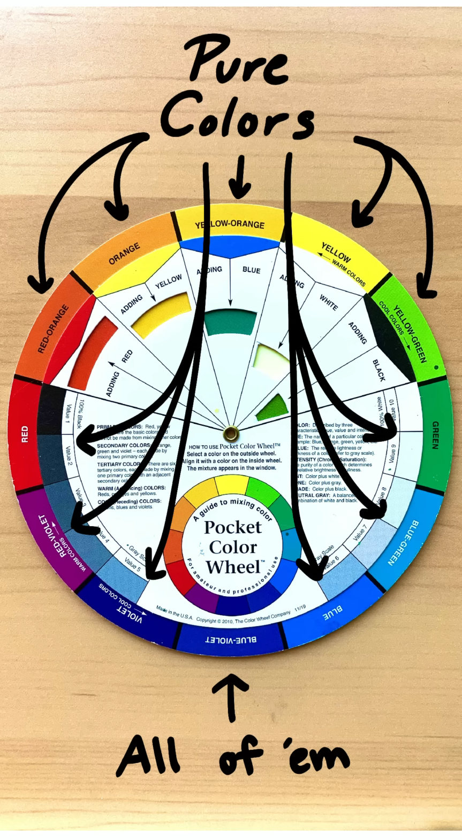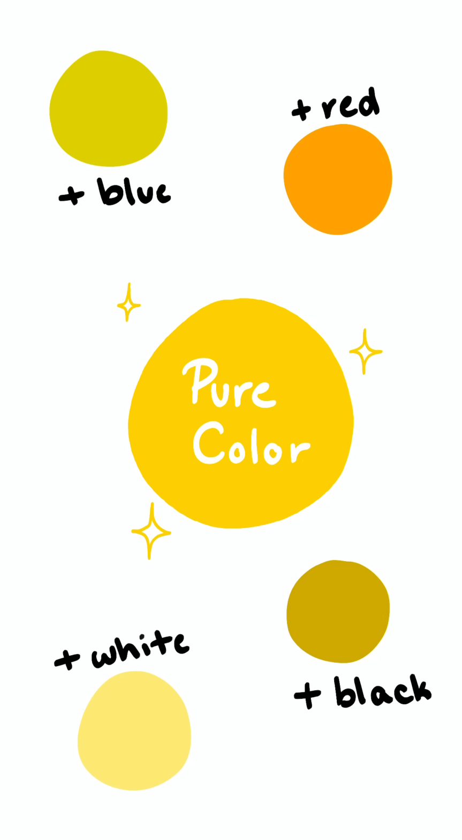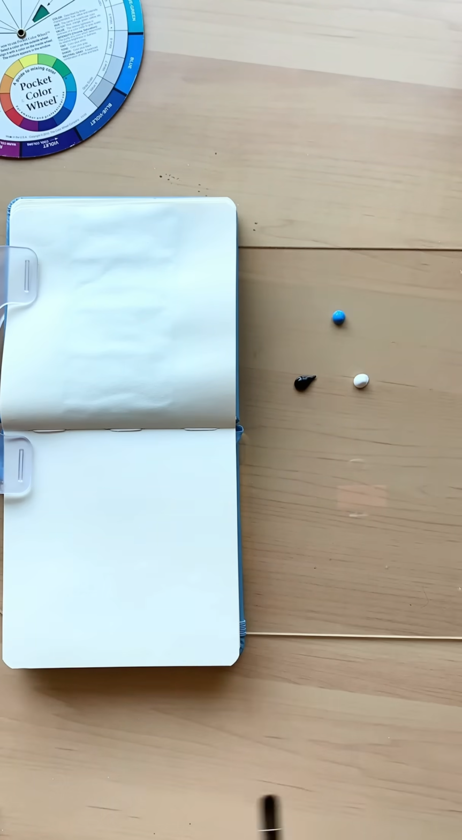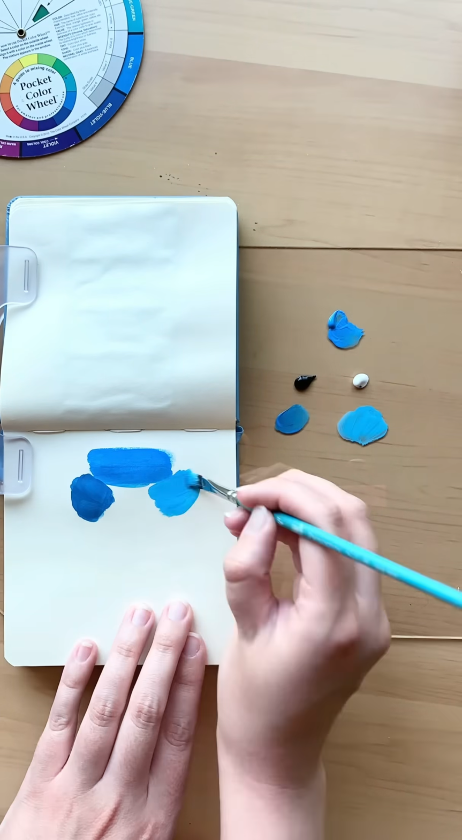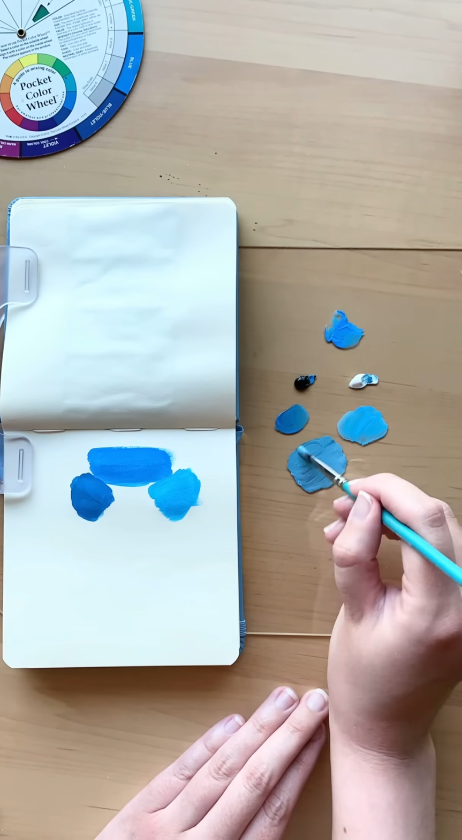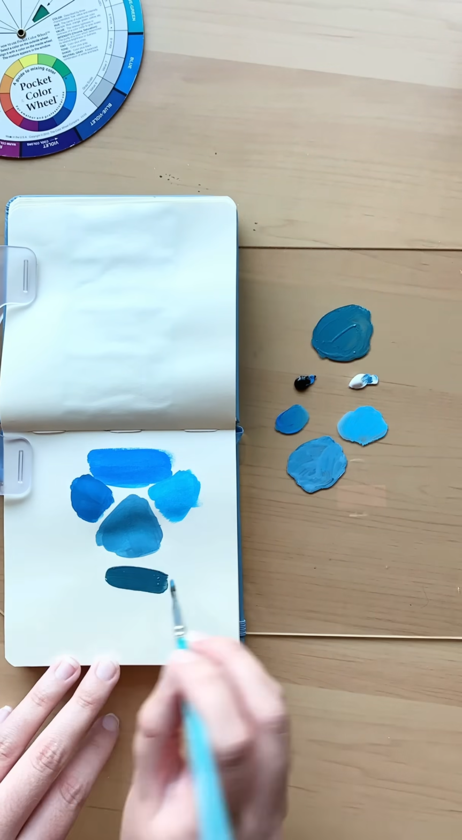Hue is the name of pure colors without tints, shades, or tones. Value, which is the lightness or darkness of a color, and intensity, which is where the purity of a color determines its relative brightness or dullness. For example, if you're using this cerulean blue color straight from the tube, you can adjust its brightness or dullness by creating tints, tones, or shades. You can also dull the color by adding its complement color, orange.